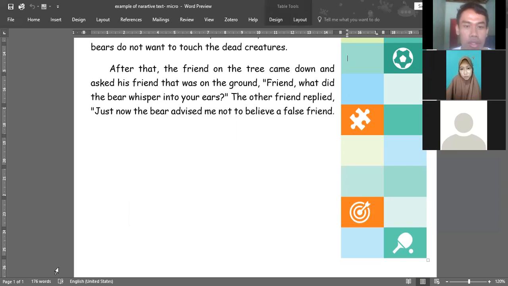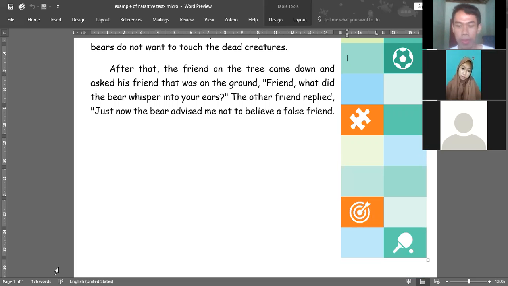After that, the friend on the tree calmed down and asked his friend that was on the ground, "Friend, what did the bear whisper into your ears?" The other friend replied, "Just now the bear advised me to believe a false friend." Farda, can you read the last paragraph?